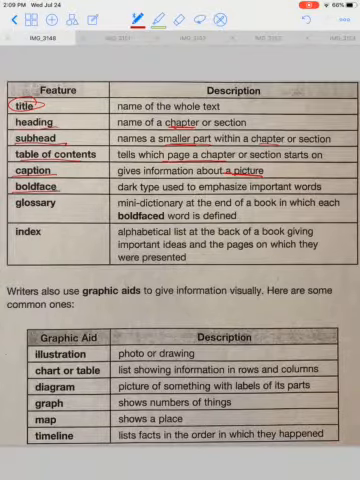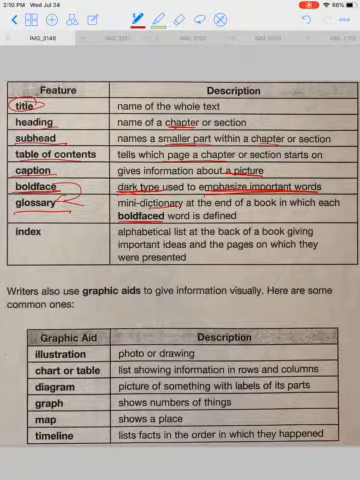There are going to be bold-faced words. These are used to emphasize important words. They're just going to be very dark. They're going to be a dark text. And then the glossary. It's kind of like a little dictionary, and these bold-faced words will be in the glossary. So these dark words will actually be defined in your glossary. And lastly, we have the index, and that's going to be at the back of the book. It's going to tell you where important ideas are and the pages that they are associated with.